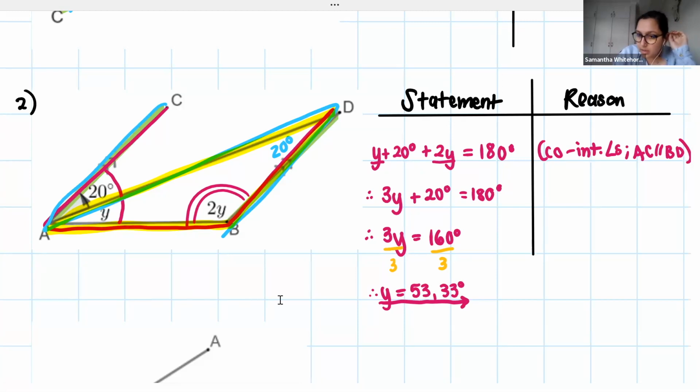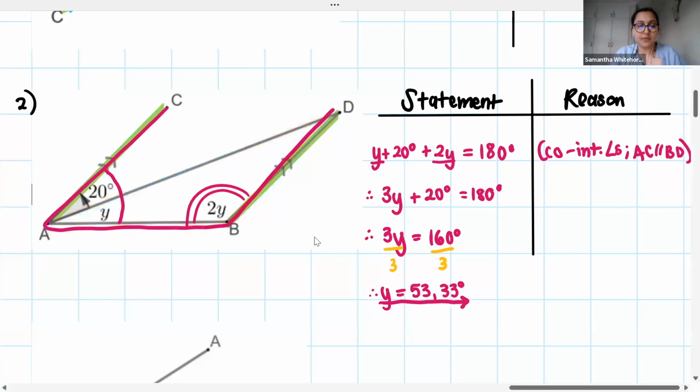53,3 is fine as well. My advice though, read the instructions in your questions. If the question or the instruction sheet says round off to 2 decimal places, that's what you need to round off to. Okay.